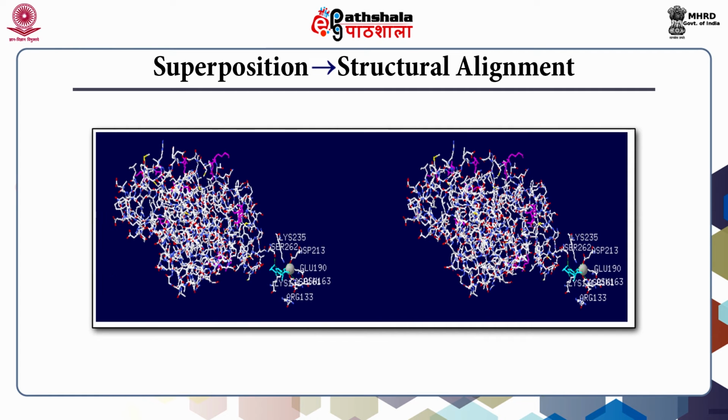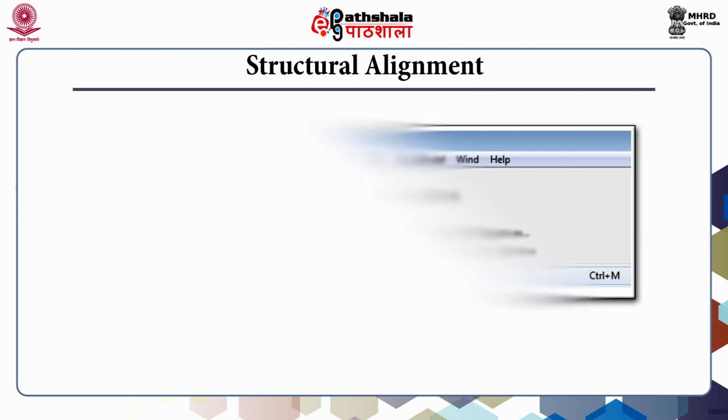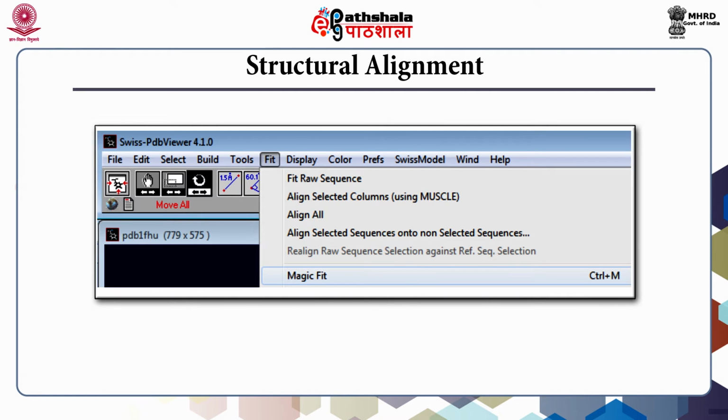Open the PDB file 1FHU. This will open the structure of the free enzyme. However, the complete structure is not visible at this stage. Therefore, click the first button in the toolbar to display the molecules in the center of the screen. The active sites of the two structures are not superimposed. To achieve superimposition or superposition, that is structural alignment, open the Fit menu and select the Magic Fit command.